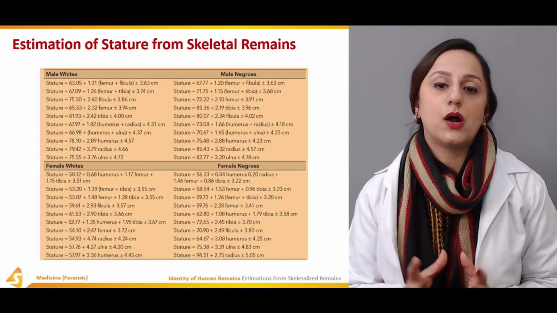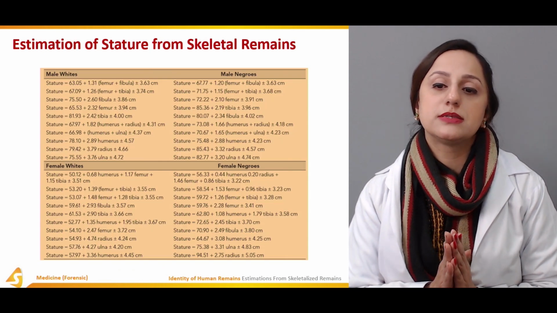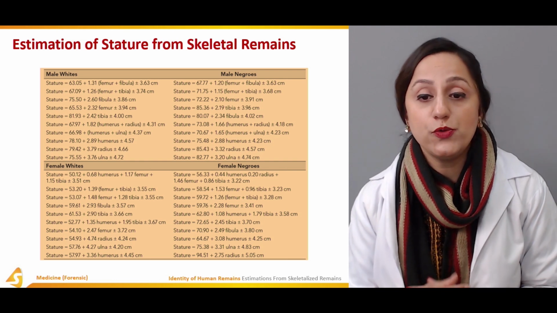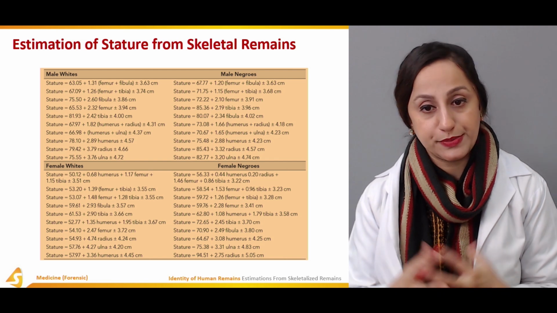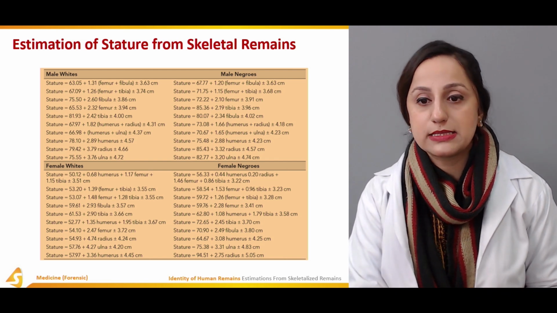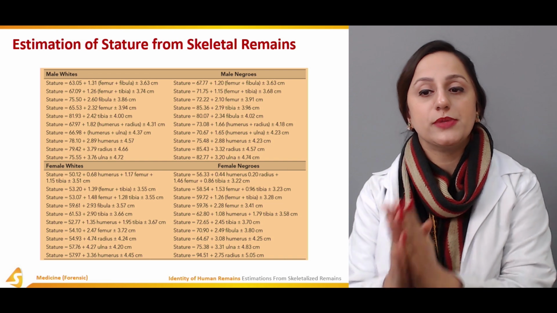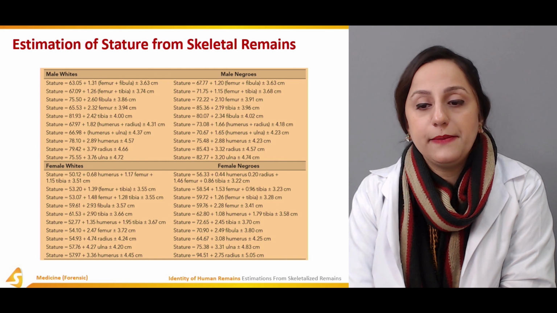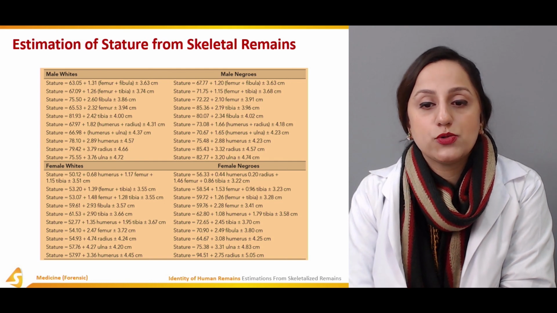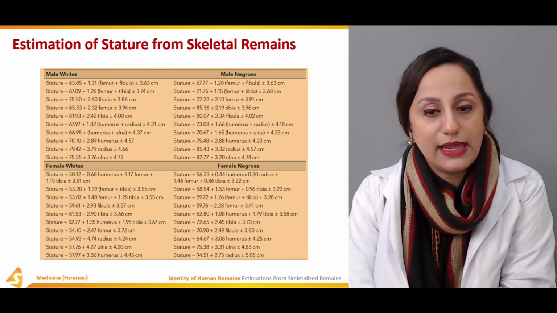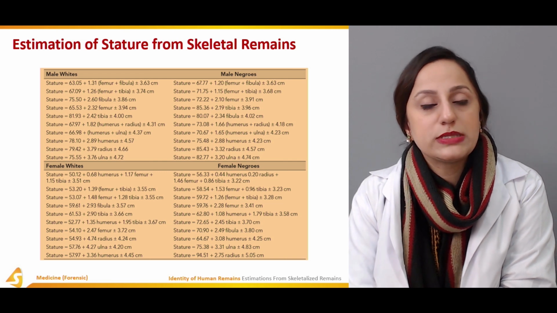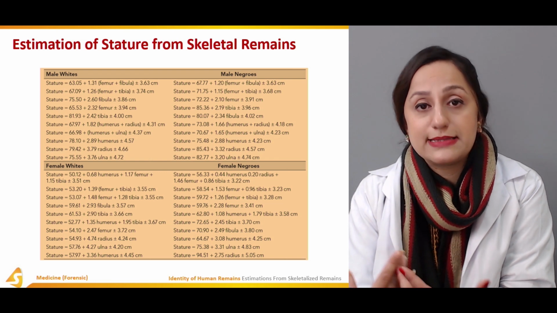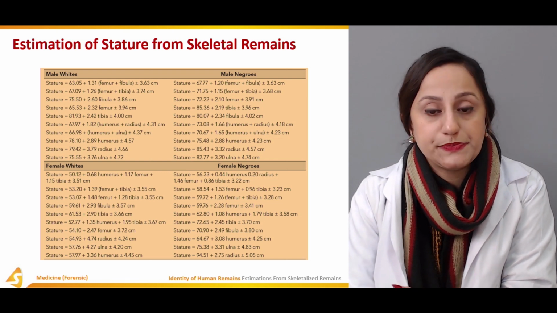And now moving on to the estimation of the stature from the skeletal remains. So that is basically the mainstay. How do we calculate the stature of a particular person? The male whites are differentiated from the male Negroes, and the female whites, on the other hand, are differentiated from the female Negroes. So the formulas are different for the male whites, the female whites, the male Negroes, and the female Negroes, because of their racial and ancestral characteristics. It's very important.